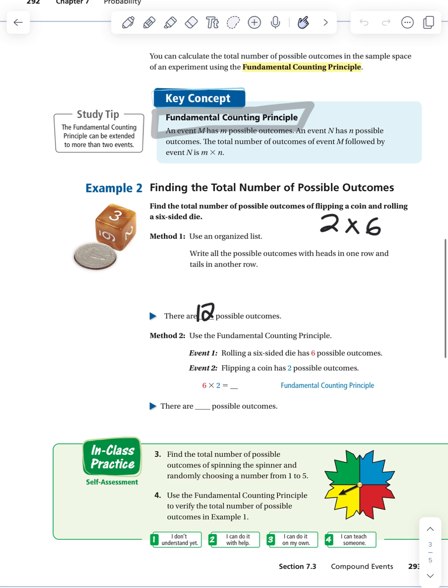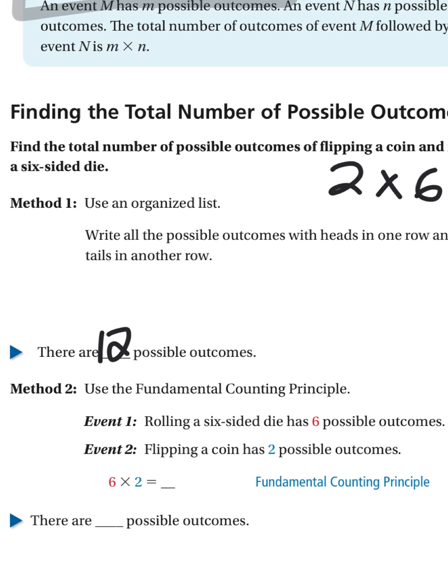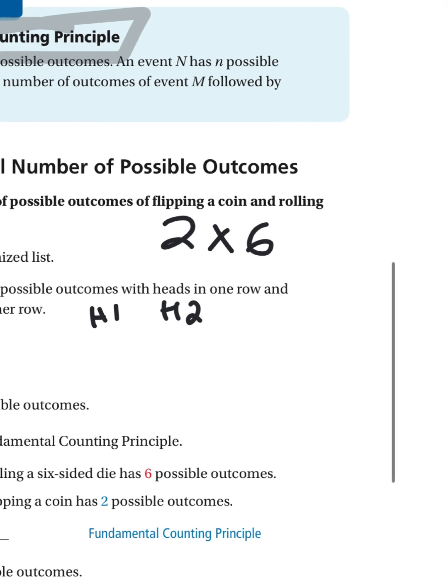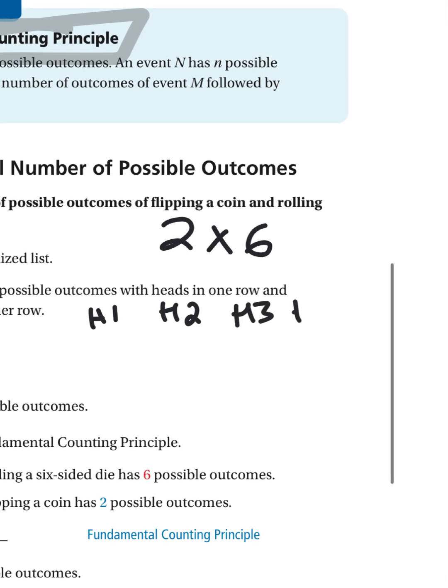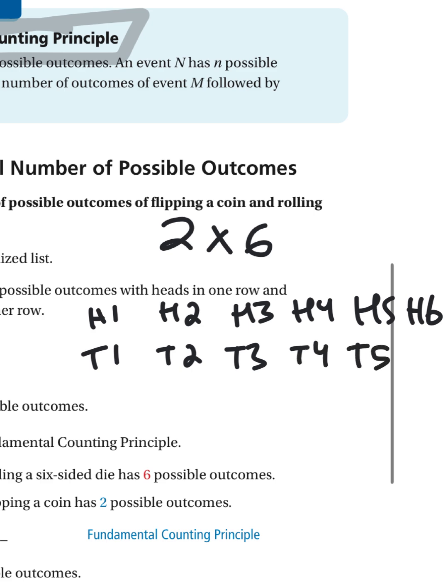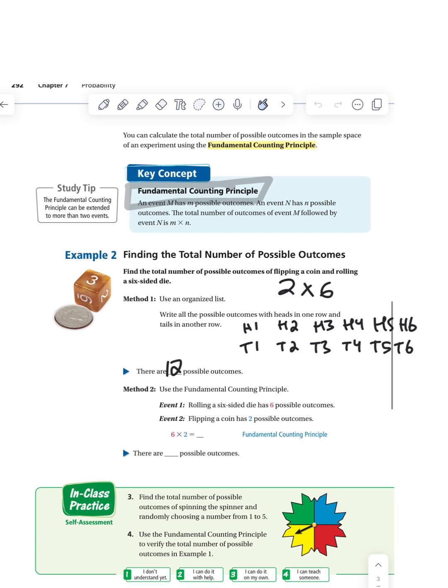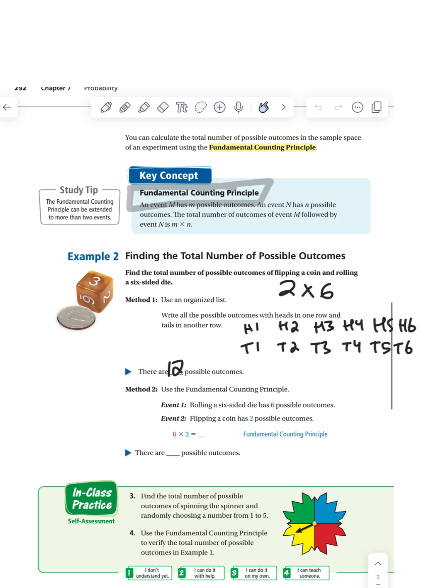We could also write all possible outcomes with heads in one row and tails in another row, where we would have heads 1, heads 2, heads 3, heads 4, heads 5, heads 6, and then we would have tails 1, tails 2, tails 3, tails 4, tails 5, tails 6. Notice again, there are 12 outcomes.